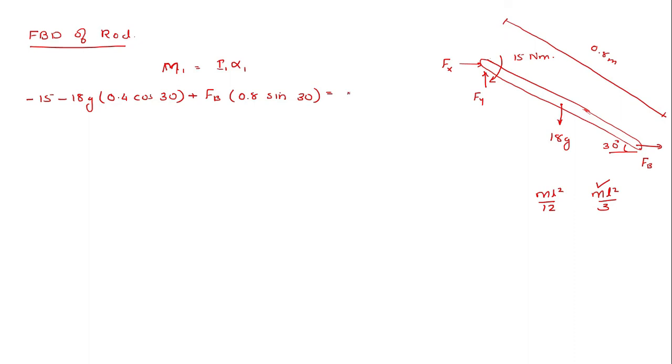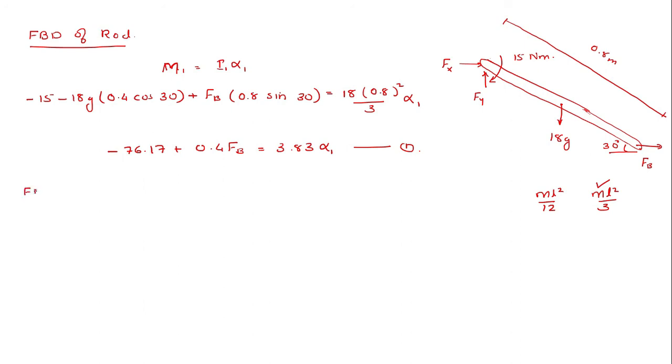So mass into 18 into L square, 0.8 square, divided by 3, into alpha 1. So if you solve this, you will get minus 76.17 plus 0.4 FB is equal to 3.83 into alpha 1. This is your first equation.